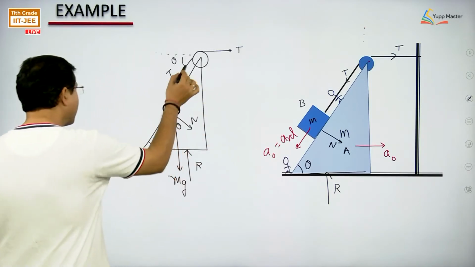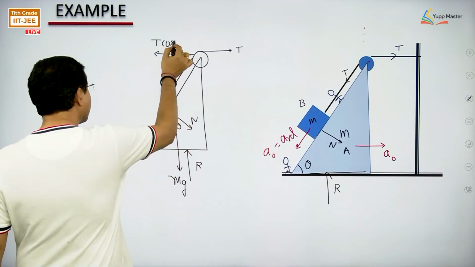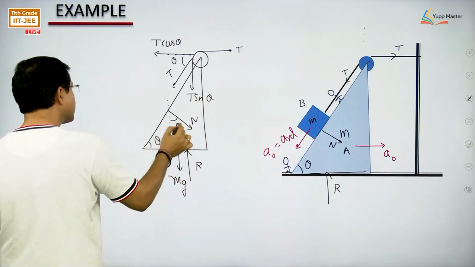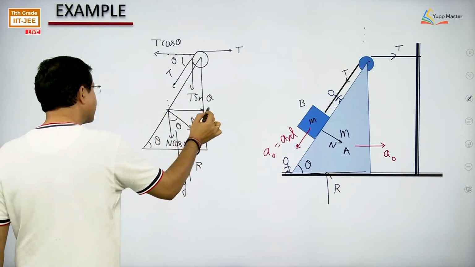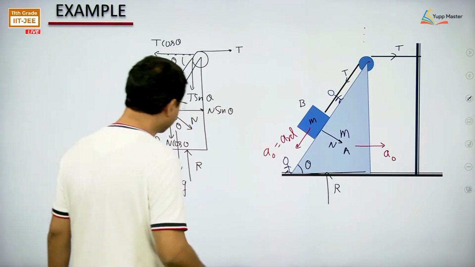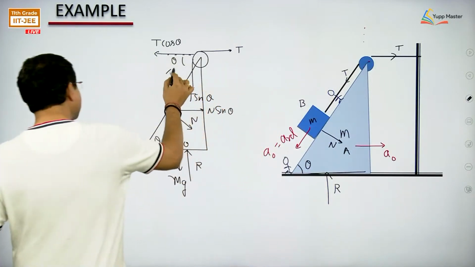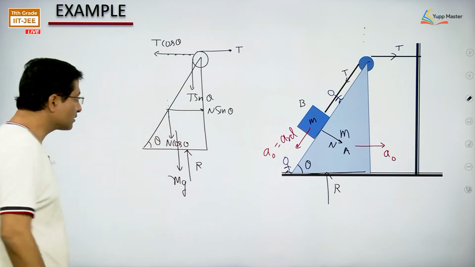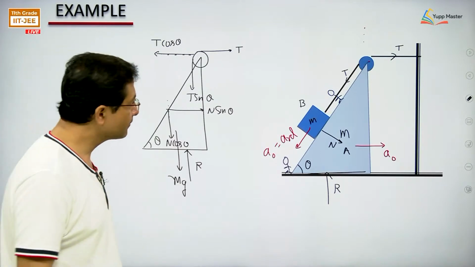So this tension will have two components, one in this direction T cos theta, another in this direction T sin theta. Similarly this normal will have two components, one in this direction N cos theta, another in this direction N sin theta, along the angle cos, perpendicular to that sin. Now as I have resolved the component of this tension, I will remove this tension, resolve the component of normal, I will remove normal. This is what I am going to see. Now all the forces are along and perpendicular, right?